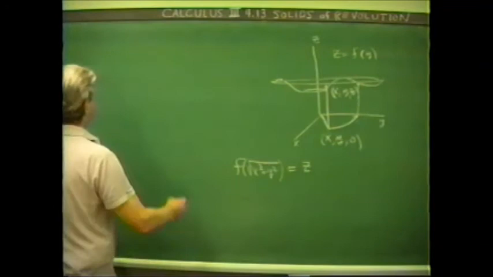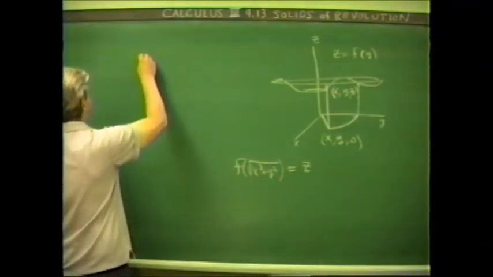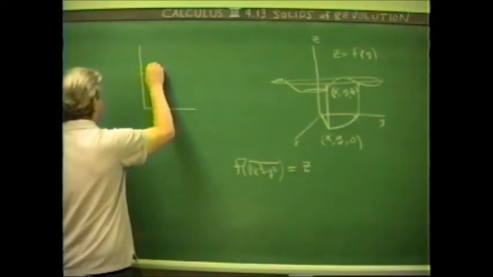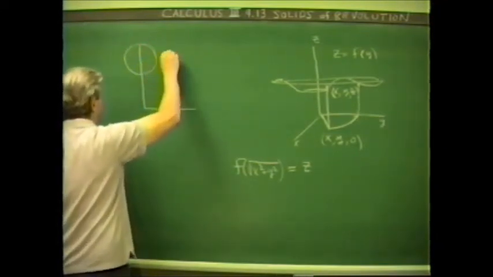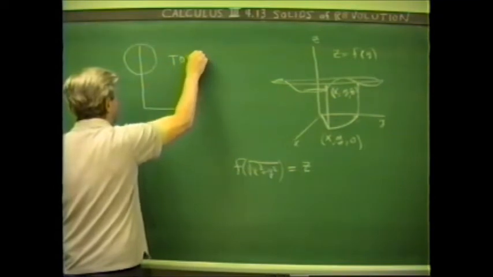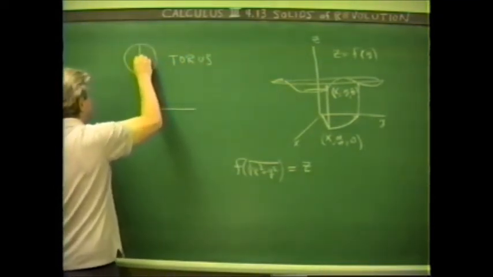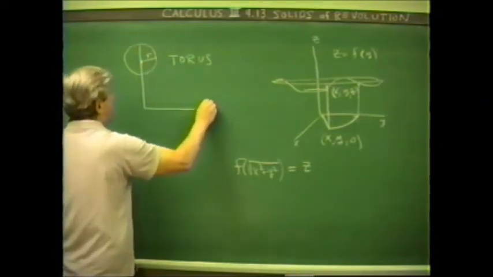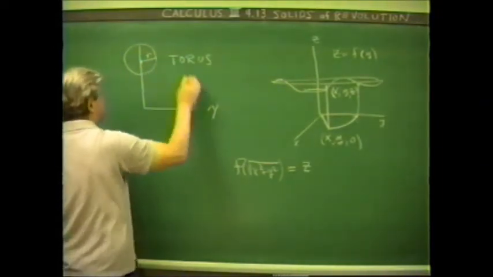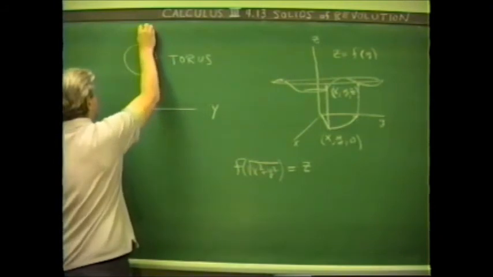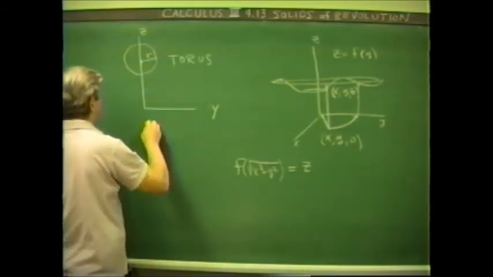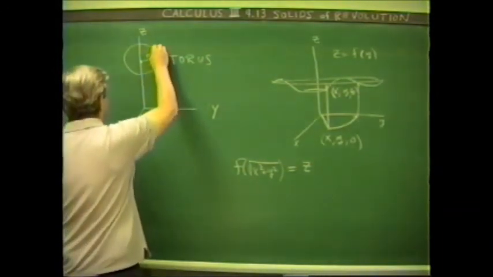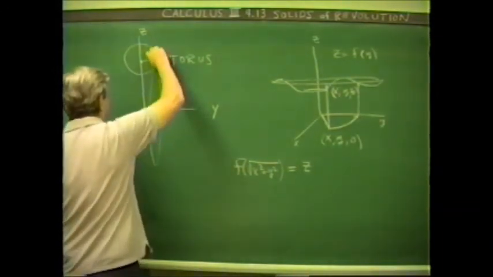Okay, let's take a look at a specific example, or a semi-specific example. Let's suppose we want to form a donut shape, which is called a torus, by taking a circle of radius little r, located here in the y-z plane, and rotating it about the y-axis to produce something that looks like perhaps this.